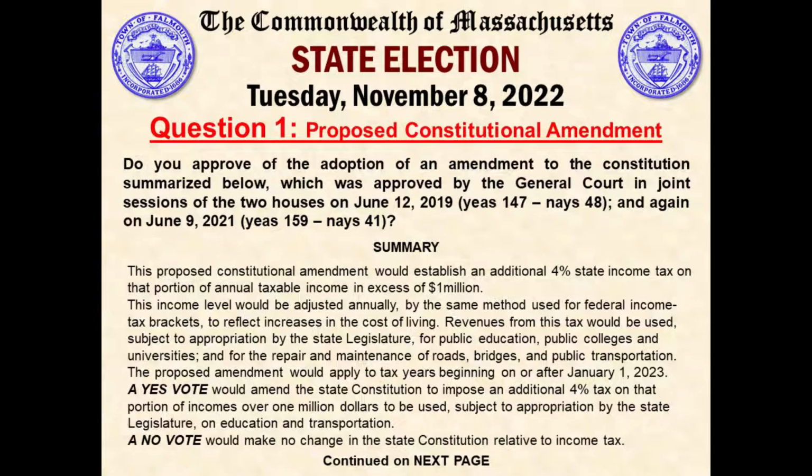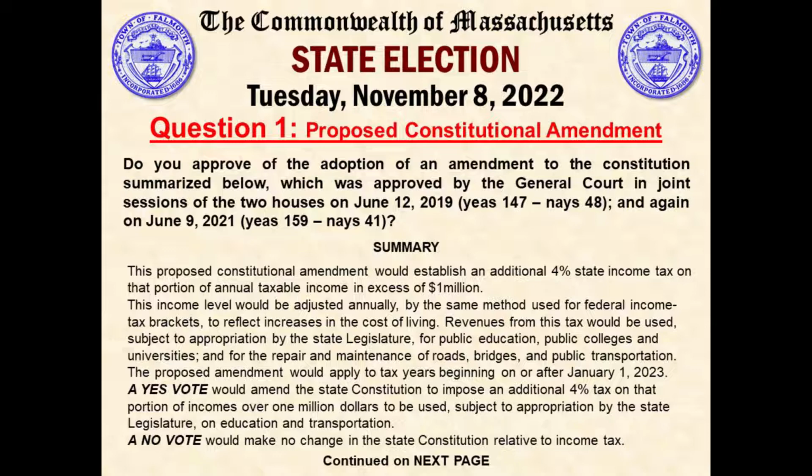Ballot Question 1. Proposed Constitutional Amendment. Do you approve of the adoption of an amendment to the Constitution summarized below, which was approved by the General Court in joint sessions of the 2 houses on June 12, 2019? Yeas 147, nays 48, and again on June 9, 2021, yeas 159, nays 41.